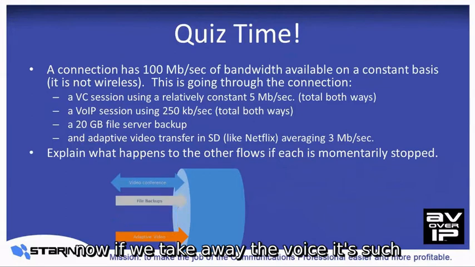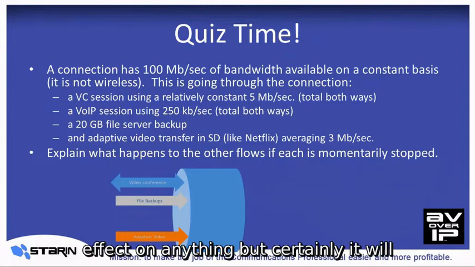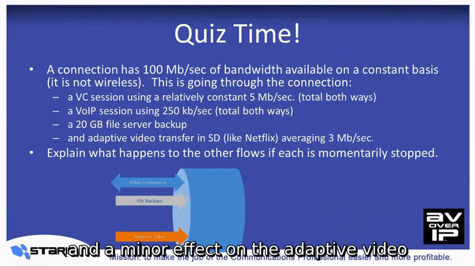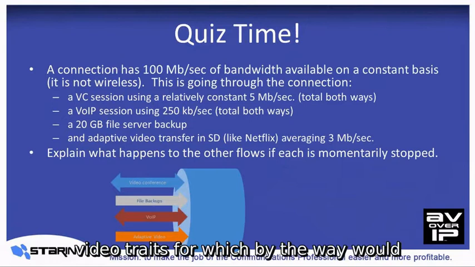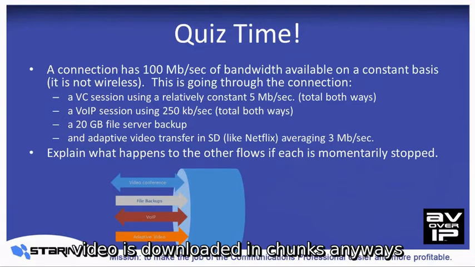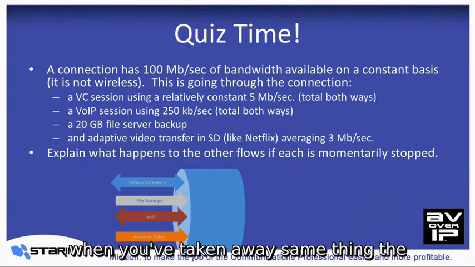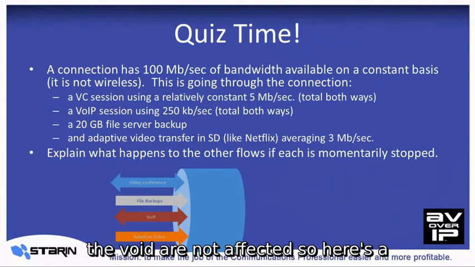Now, if we take away the VoIP, it's such a small amount, it probably has a minimal effect on anything. But certainly it will have a minor effect on the file transfer and a minor effect on the adaptive video. And finally, if we take out the adaptive video transfer, which by the way would happen because, as you'll see later, the video is downloaded in chunks anyways, when you take it away, same thing. The file backup improves, video conference and the VoIP are not affected.